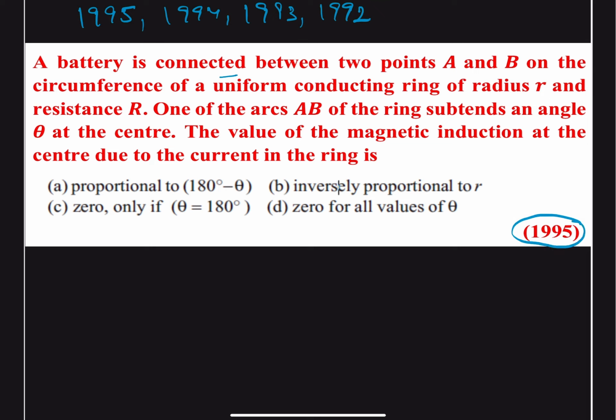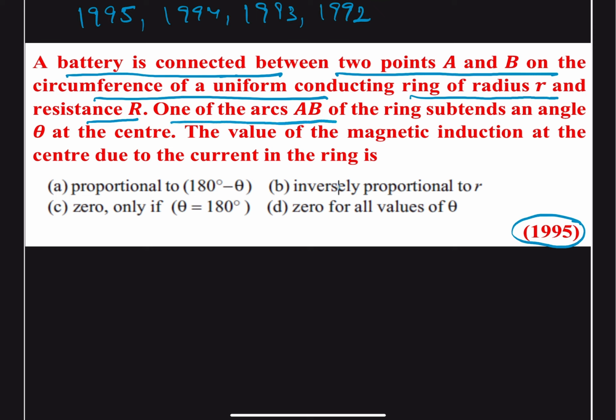So in the first one, which was asked in the year 1995, it states that a battery is connected between 2 points A and B on the circumference of a uniform conducting ring of radius r and resistance capital R. One of the arcs AB of the ring subtends an angle theta at the center. The value of the magnetic induction at the center due to current in the ring is.